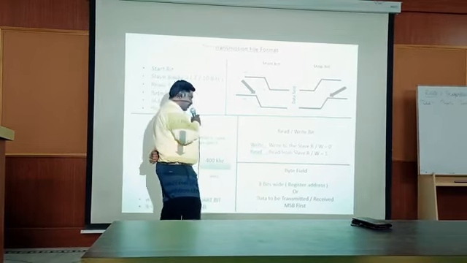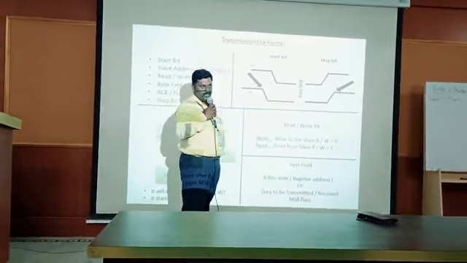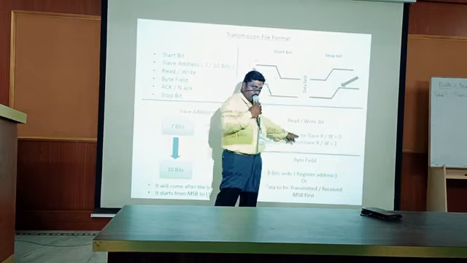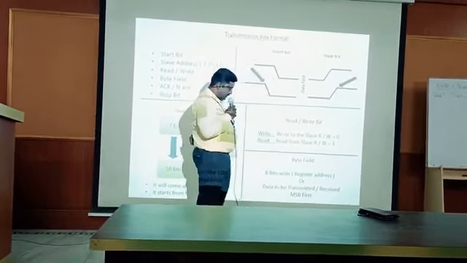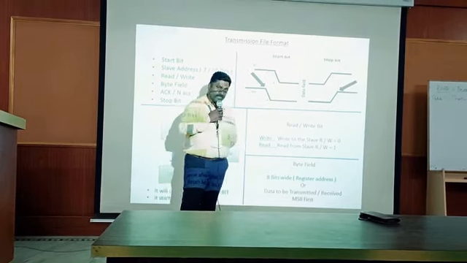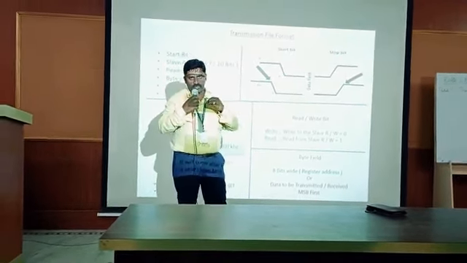Suppose the master is going to write data to the slave, the R/W value will be 0. Clear? If the master is going to read data from the slave, the R/W value will be 1. So this is a basic condition. The next is the byte field. It is an 8-bit wide byte value. Data will be transmitted and received MSB first. That means the data will be written or read from most significant bit to least significant bit. So this is known as the transmission frame format.